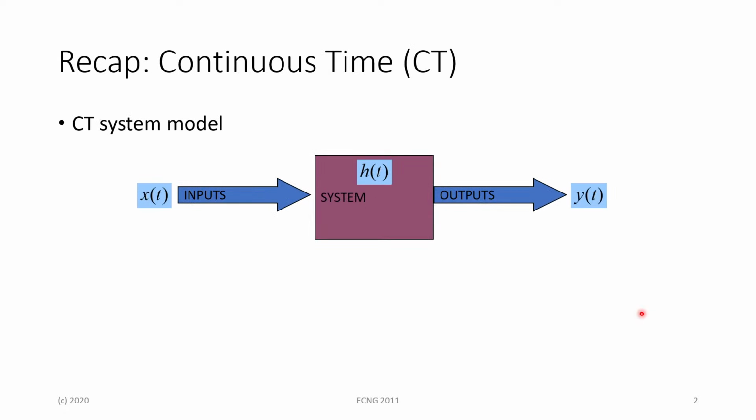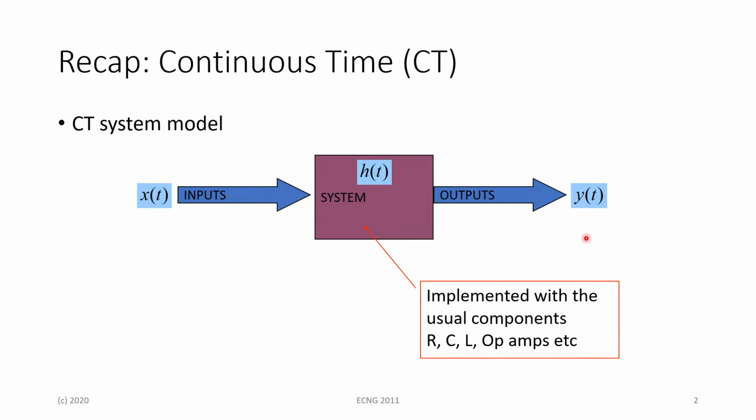So we need to recap a little bit at this point. When we're dealing with continuous time systems, we had an x of t signal here being our input, going into our system here being h of t, and this produces a y of t signal. And what this occurs in time is that the y of t signal here is a convolution of the x of t and h of t signals.